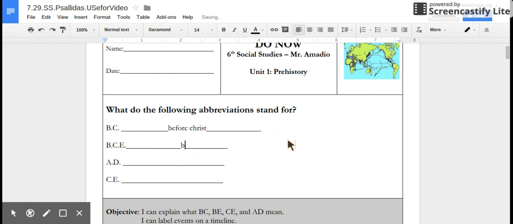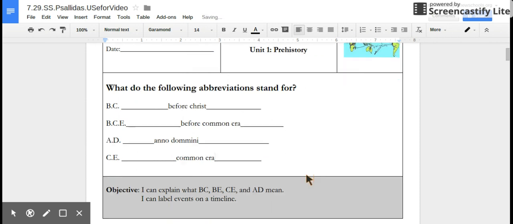So, the first should be before Christ, then before Common Era, then Anno Domini, that fancy word, and then Common Era. So, remember, these two things, BC and BCE, mean the same exact thing. All the things that happen before the year one. And then AD and CE mean the same exact things. All the things that happen after the year one. So when we talk about the date today, how it's 2015, that's 2015 AD or CE, because we're talking after the year one.